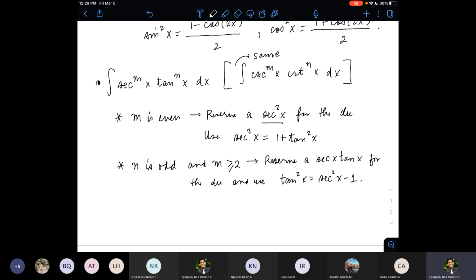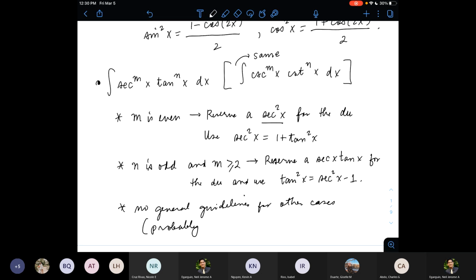And then the unfortunate case is all other cases we don't have any specific guidelines. So no general guidelines for other cases. Probably here you can use IBP or successive integration. I'm hoping to be able to show you a quick example of this towards the end of the lesson, right?